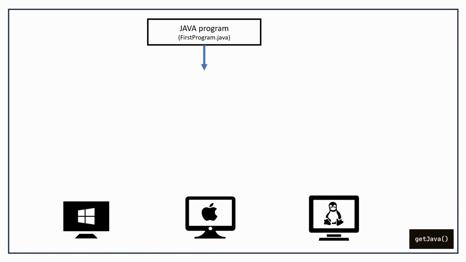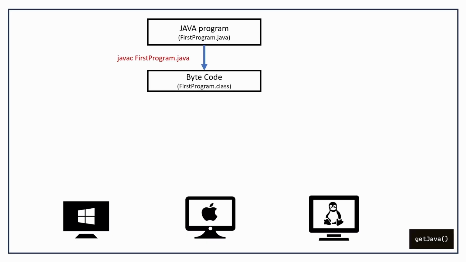So how will we do that? Here comes the Java compiler to our rescue. The main job of the Java compiler is to check if there are any mistakes present in our Java code. If there are no mistakes, it will convert the Java code into bytecode, which is represented by a .class file. It will have the same name as the main file, that is firstprogram, but with the extension .class. And to convert our Java code into bytecode, we have to execute this command, which is javac and our file name firstprogram.java.